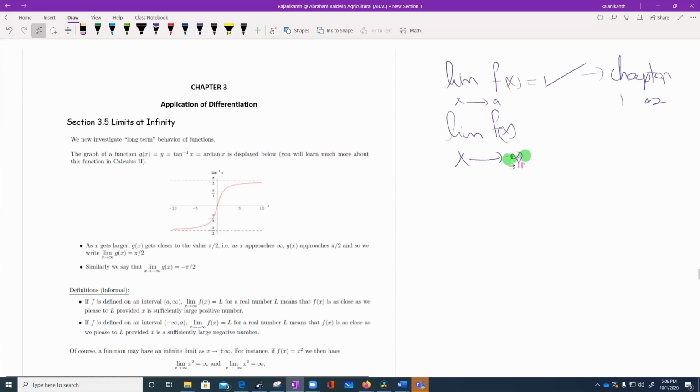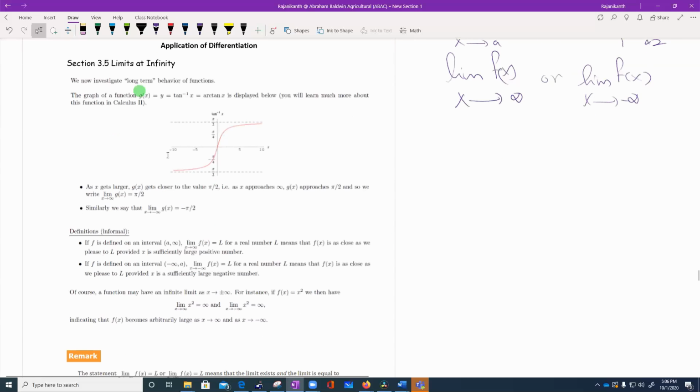Right, now you will see infinity here. That's why we call them limit problems at infinity. So you may have positive or you may have negative as well, right? So if you look at this picture, remember we are familiar with this picture. The arctangent graph is like this. You will learn a lot of things about this function in Cal 2. For now, you just look at the picture, and this is the arctan graph.